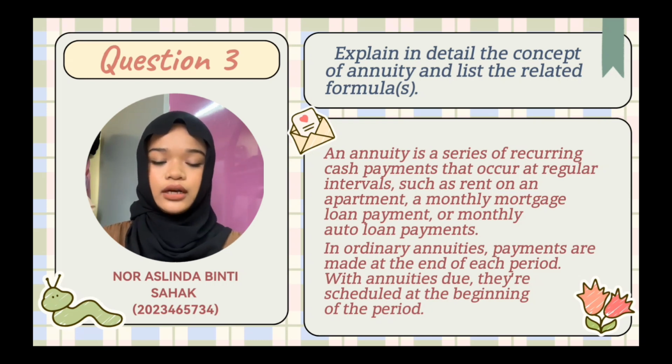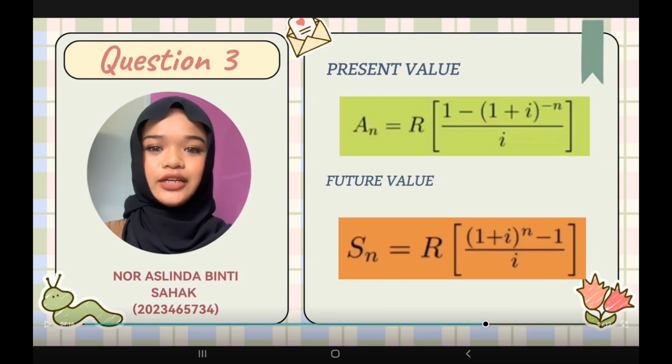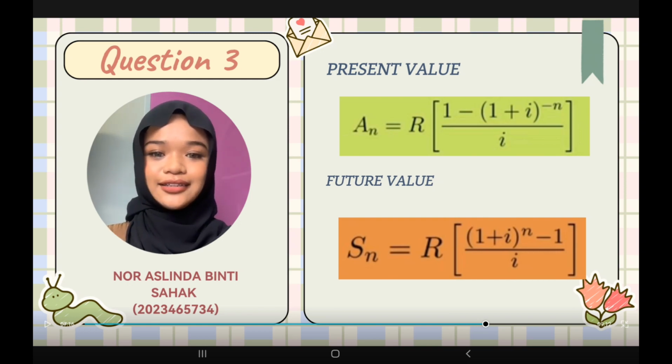This is an example situation of annuity. You lend your neighbor 100 ringgit. She promised to repay you 10 ringgit per month for 10 months. The monthly payments of 10 ringgit form an annuity certain. There are two formulas in annuity. The first one is to find the future value of ordinary annuity certain. The formula is S equals R in bracket (1 plus i) to the power of n minus 1 over i. The other formula is to find the present value of ordinary annuity certain. The formula is A equals R in bracket 1 minus (1 plus i) to the power of negative n over i.